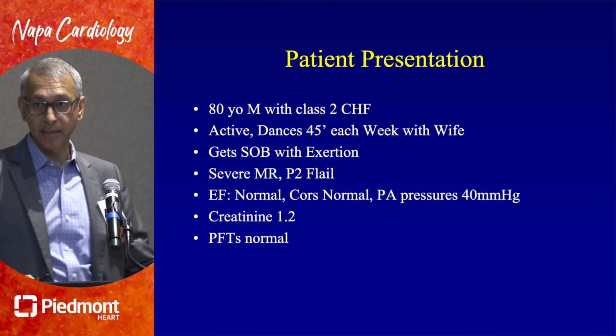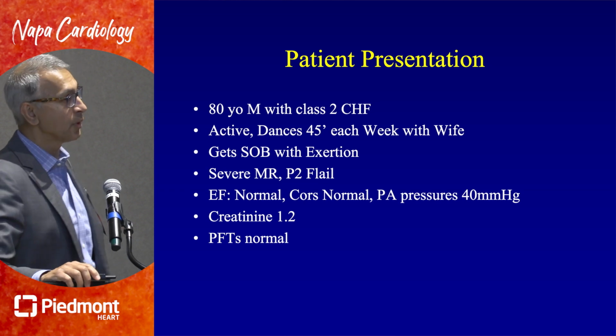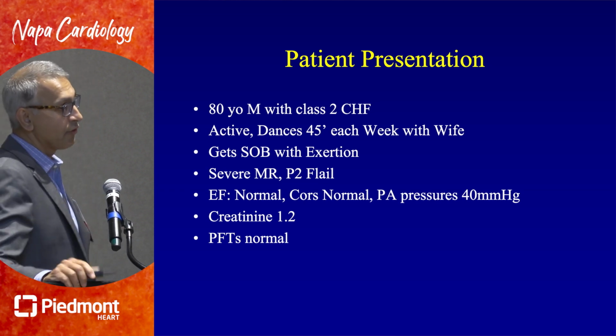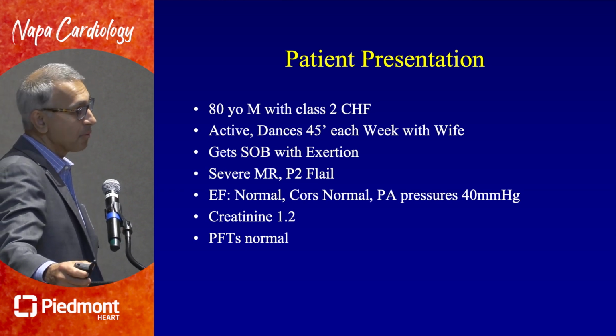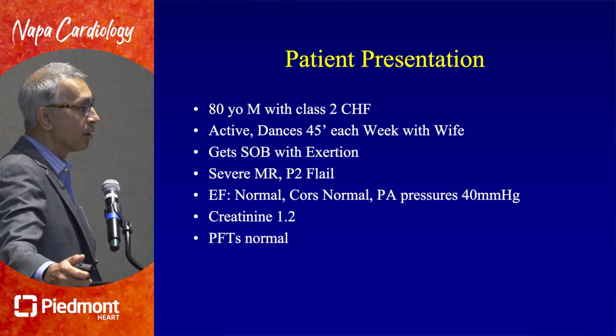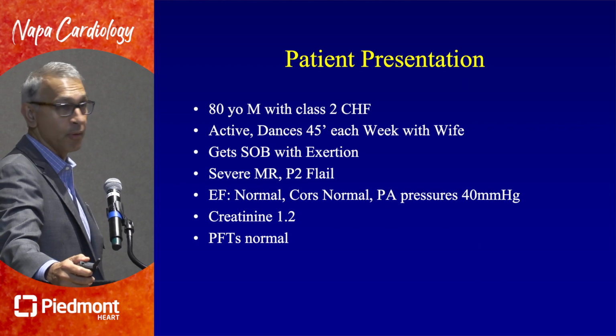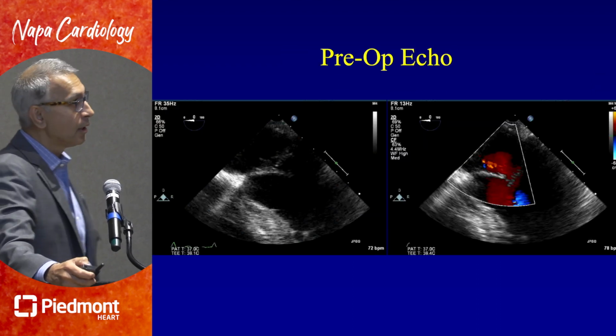Let's present a couple of cases and think about what we would do for this patient. An 80-year-old, class 2 heart failure, active, dances, probably more active than I am, but does get short of breath, has a P2 prolapse, severe MR, EF is normal, creatinine is 1.2, PFTs are normal.